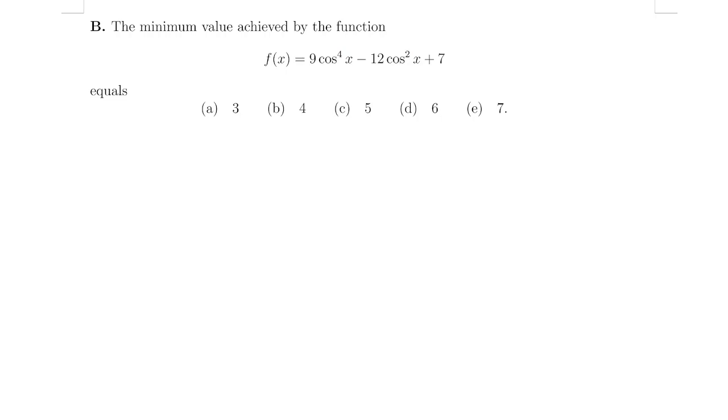Okay, moving on. Question B. The minimum value achieved by the function f of x equals 9 cosine to the power 4 of x minus 12 cos squared x plus 7 equals how many?